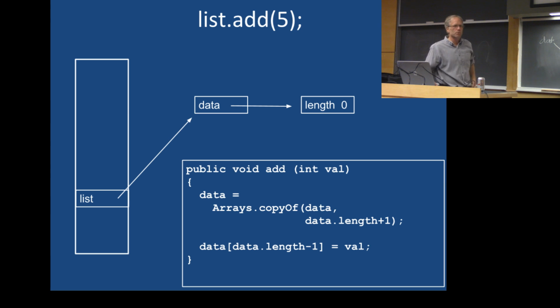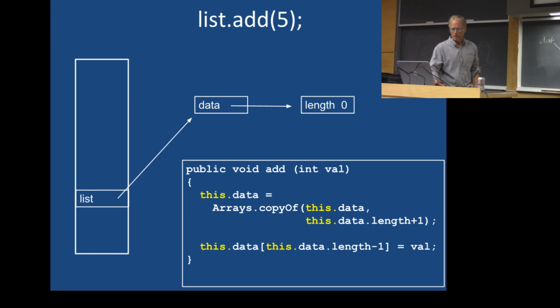5. We're passing 5 as a parameter. What should the initial value of this be? It should refer to the object on which the method add was invoked. Well, on what object is add being invoked? List. So this ought to refer to the same thing as list. So I've added the thises to that just so you can see. We'll make the implicit parameter explicit.